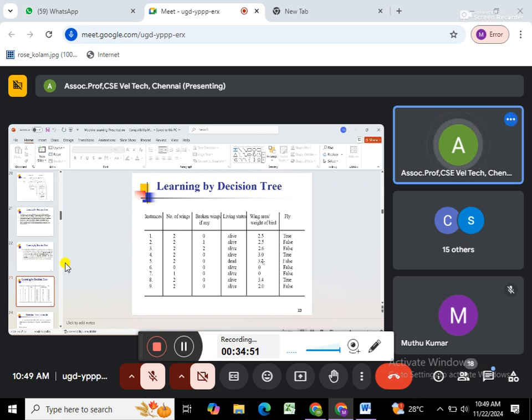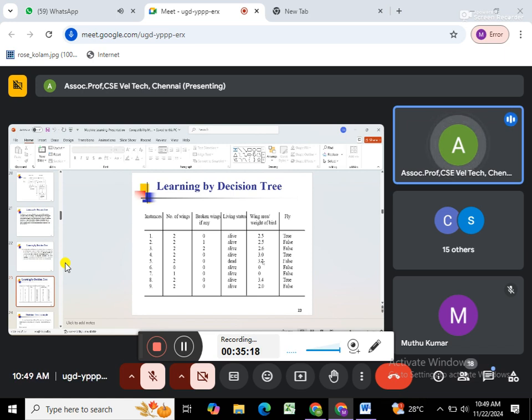And after that, I have to add one more parameter, the weight of that bird. Weight of the bird means what? Wing area or weight of the bird. If the weight of the bird is more than 2.5, then I am telling whether the bird will fly or not. Having alive or not, we have to check the condition whether the bird weight is 2.5 or not.